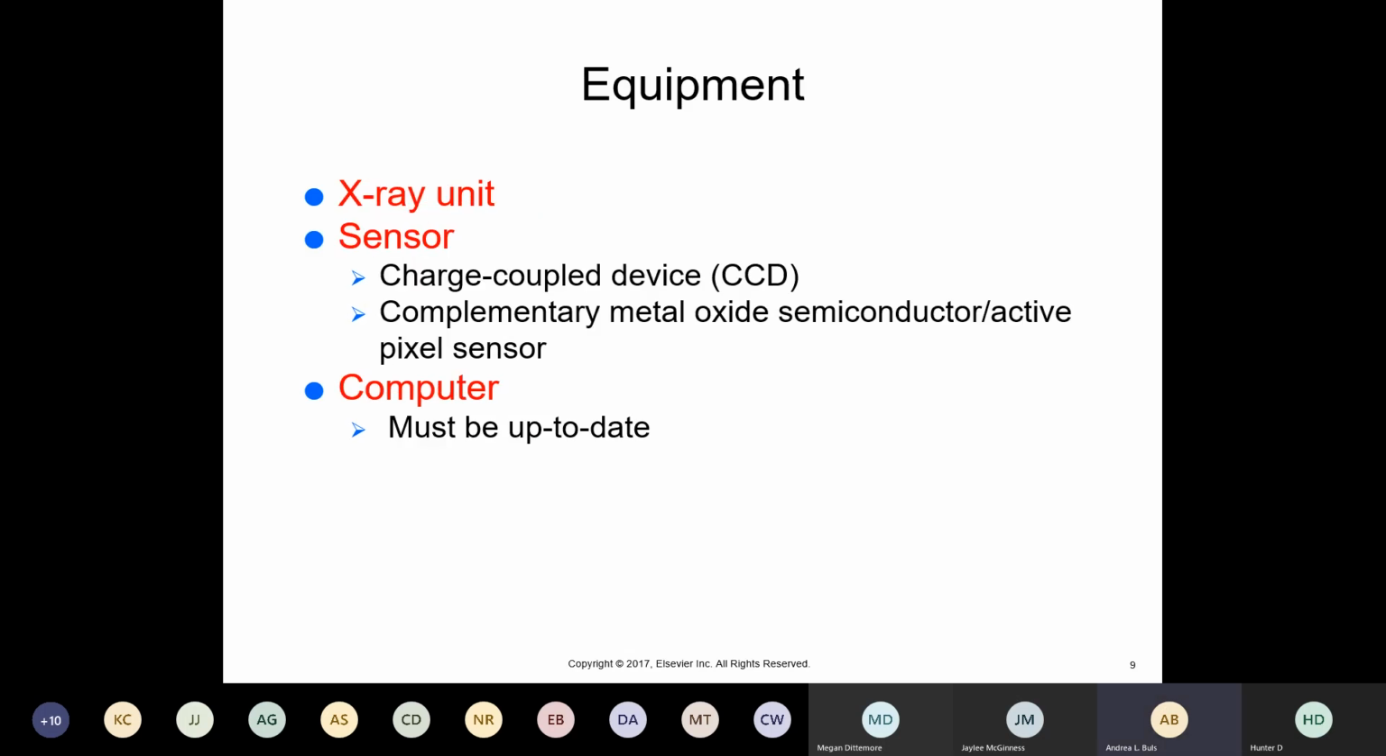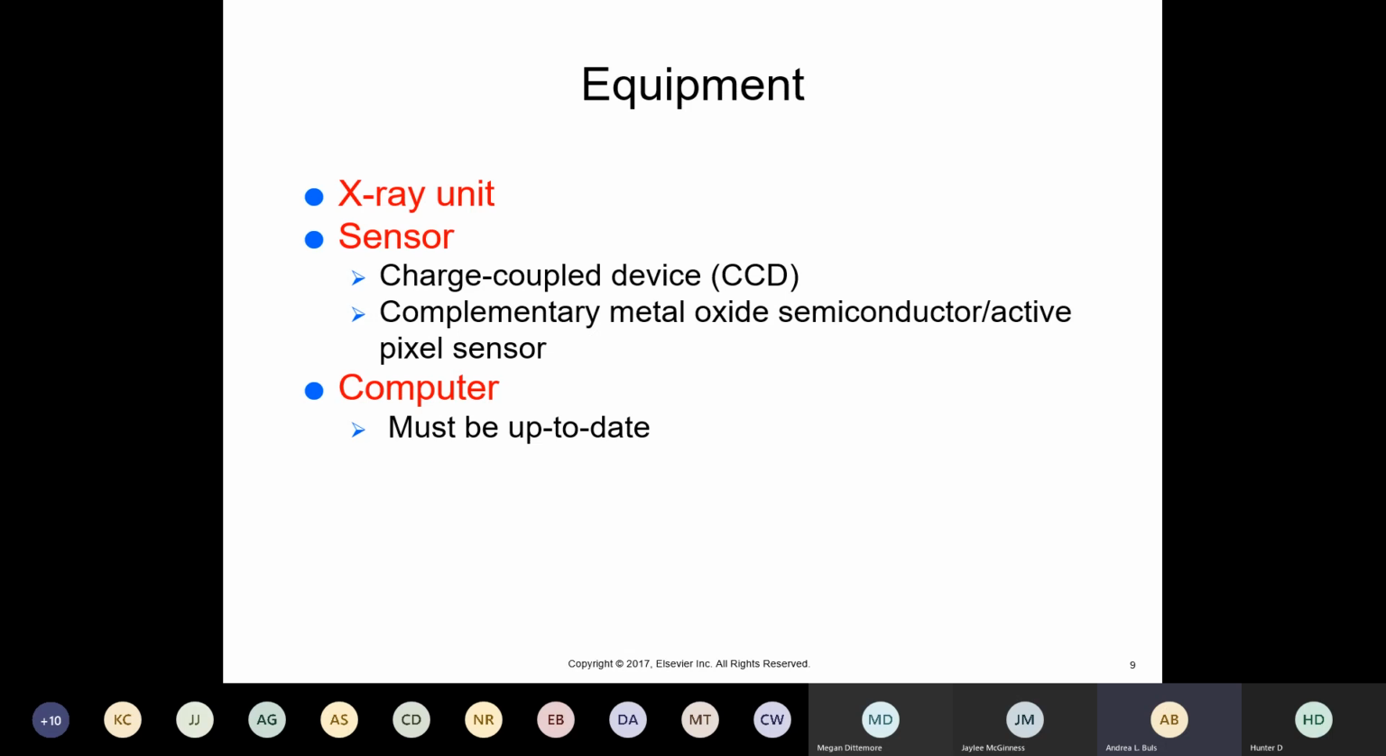The equipment is the same. You don't have to change your X-ray unit. You can still use the same wall unit. You can use a Nomad. Any X-ray unit is fine. The sensor is new, and you must have a computer, and that computer needs to be current. It needs to be up to date in order to handle the software that's necessary to use the sensors.